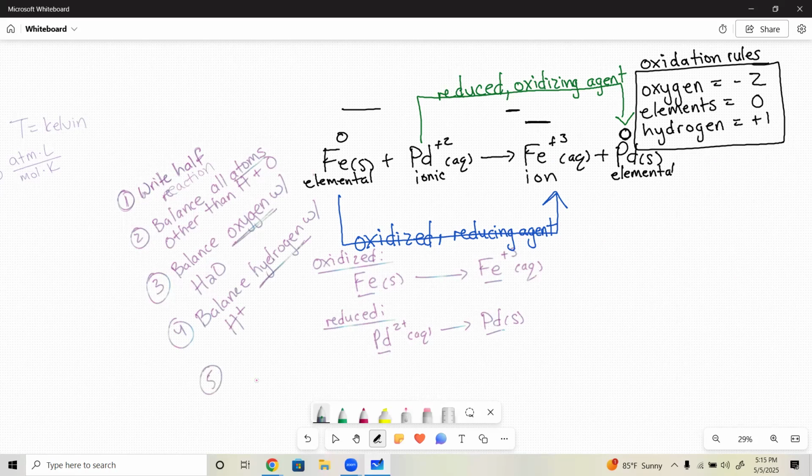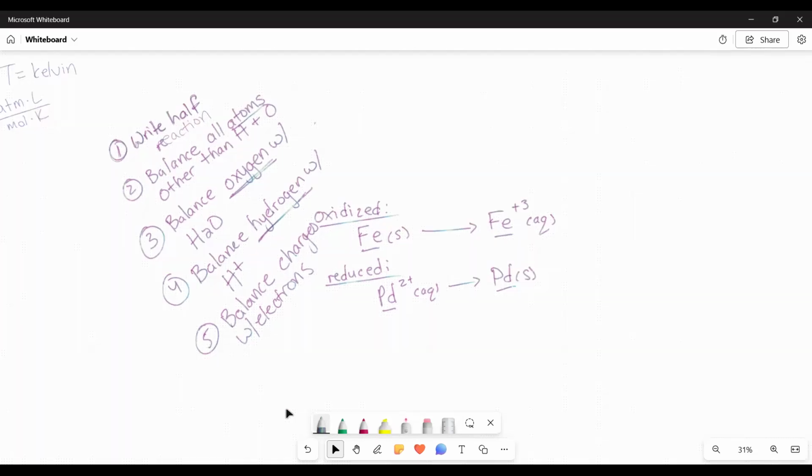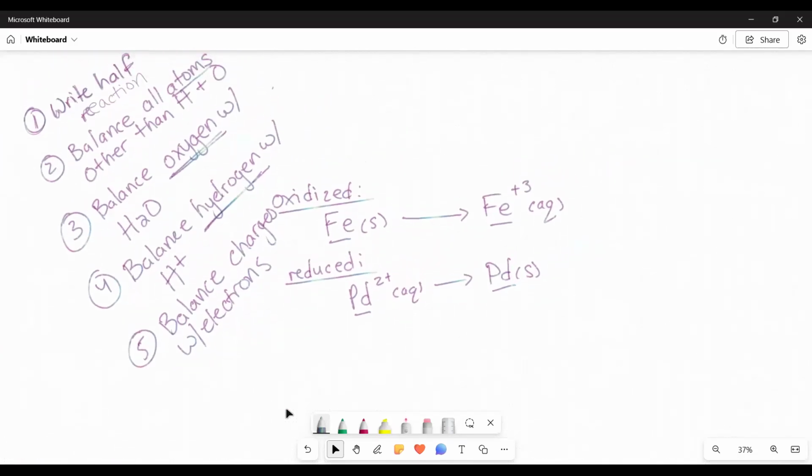Now we're going to actually have to start doing something. Now you balance charges with electrons. And if the species is oxidized, and I'm gonna share my screen and take off some of this stuff so I can move stuff around. So here we are. Okay. So if the species is oxidized, that means it became more positive. That means it lost electrons. That means electrons are products. You need them to be on the product side. And so we just balance our charges that we see.